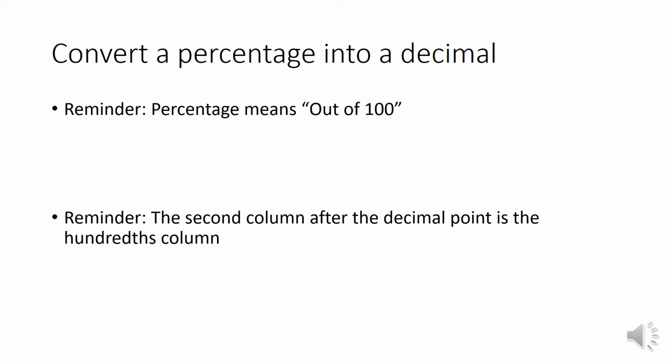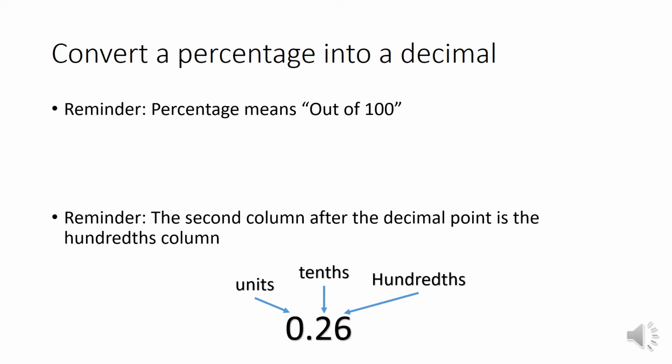And then a reminder about decimals as well. So the second column after the decimal point is the hundredths column. So if I've got this decimal here, 0.26, the naught, that's the units column, 2 is in the tenths column, so that means I've got 2 tenths, and 6 is in the hundredths column, so that means I've got 6 hundredths.